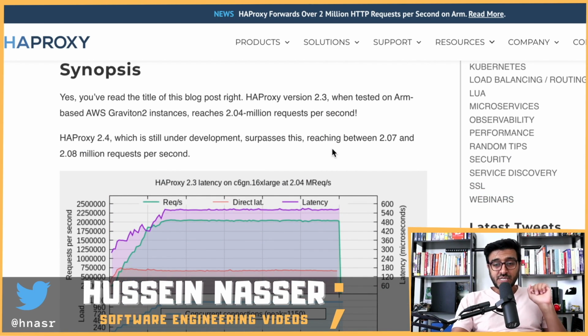But the synopsis. Yes, you have read the title of the blog right. HAProxy version 2.3, when tested on ARM-based AWS Graviton instances, reaches 2.04 million requests per second. Per second, guys. I don't know if anybody is as impressed as I am, but in a single second, 2 million requests have been processed. We're talking request and response. We're talking end to end here, guys. End to end, 2 million requests in a given second.